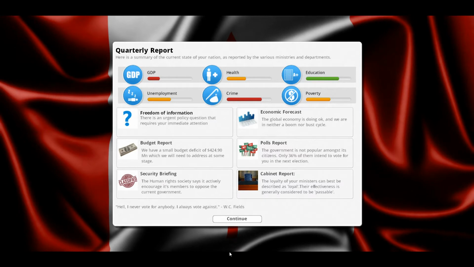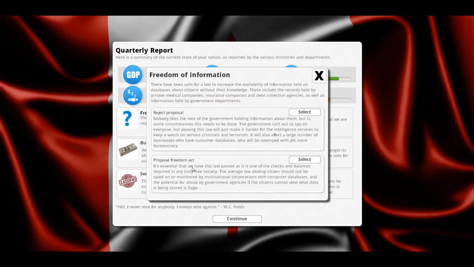You do actually, like, you can lose in this game. You can lose elections, or like I said earlier, you can get assassinated. Hell, I never vote for anybody. I always vote against W.C. Fields. I like those. Freedom of Information Act. This is basically going to tell me, basically Facebook stuff, collecting information without people's knowledge. So, I don't know if I want to allow that or not.